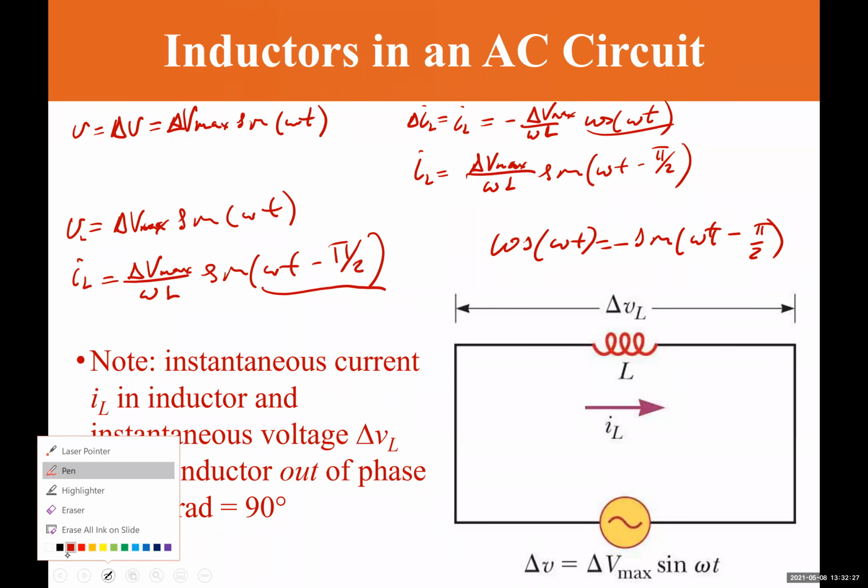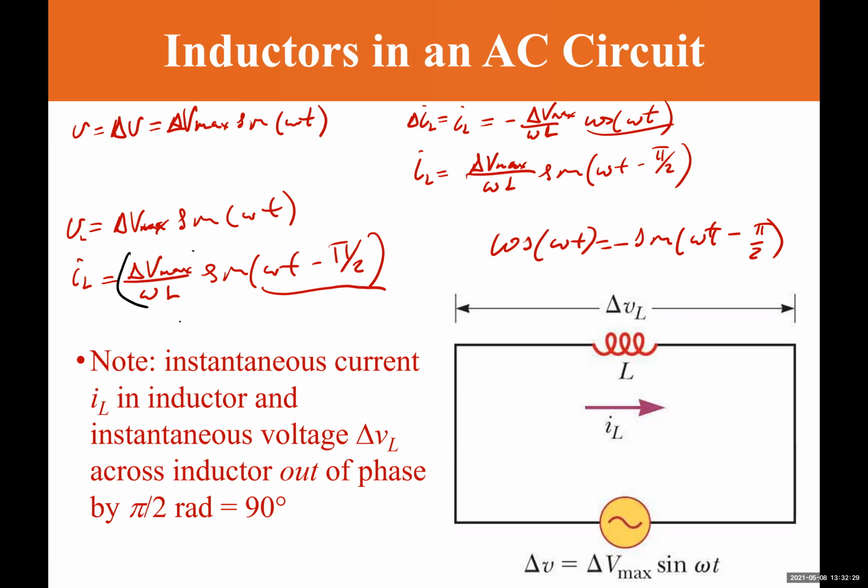Right, so the last thing, hopefully you guys can notice that this is the coefficient in front of sine(omega t minus pi over 2), which then technically represents maximum current. That means our I max is equal to delta V max over omega L. So we'll come back to that.